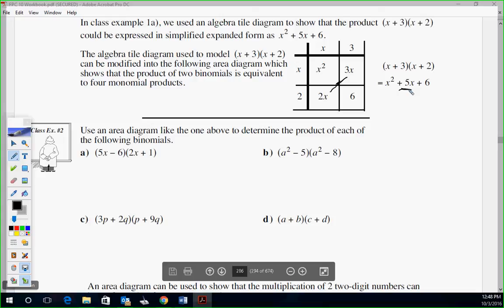So if we try this here, I'll go ahead and give them a shot. So let's go here, here, there, and there. We're going to put 5x here, negative 6 here, 2x here, and 1 here. Then 2x times 5x is 10x squared. 2x times negative 6 is negative 12x. 1 times 5x is 5x. 1 times negative 6 is negative 6.